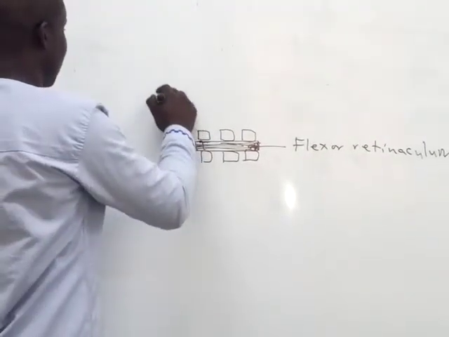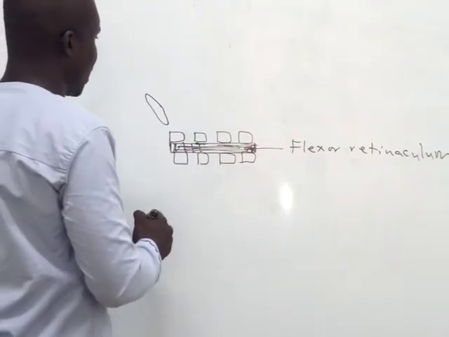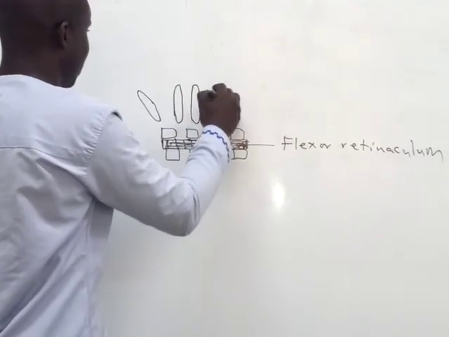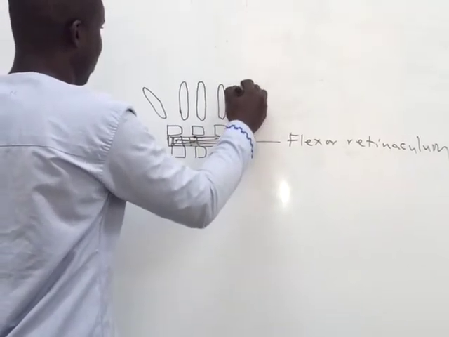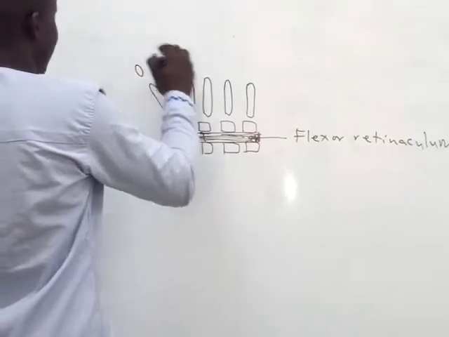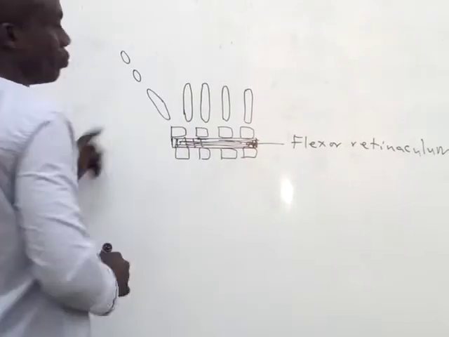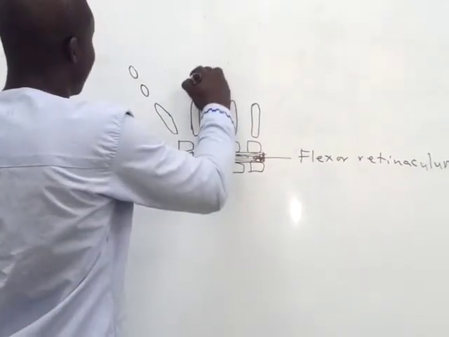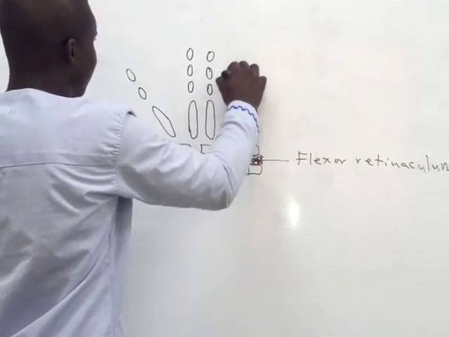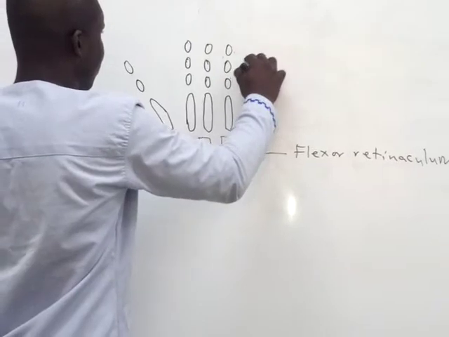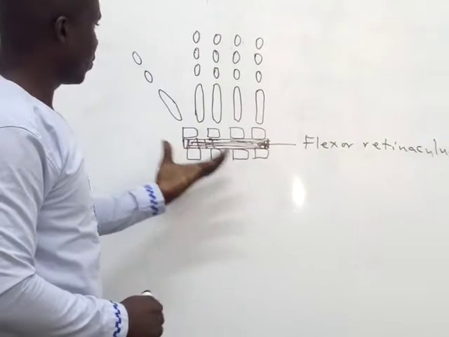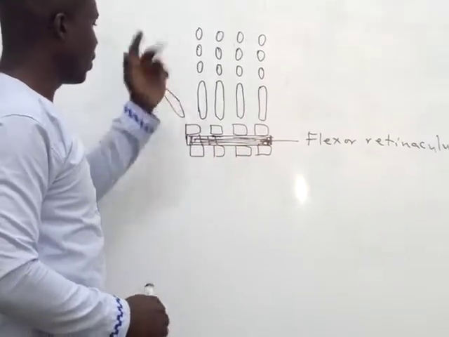Now let's say this is the first metacarpal. Let's say this is the second, third, fourth, and let's say fifth metacarpal. Then we know that for the thumb, we have just 2 phalanges. For the rest of the digits, we will be having 3 each. Okay, so let's say this is the palm. These are the carpals with the flexor retinaculum and those things.